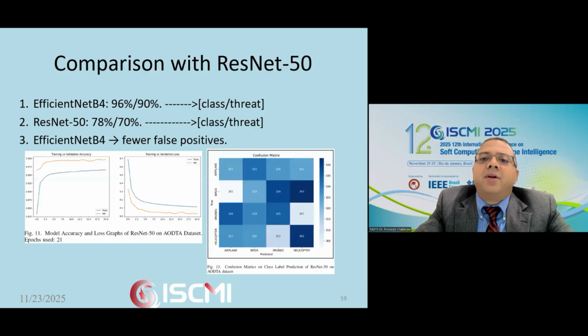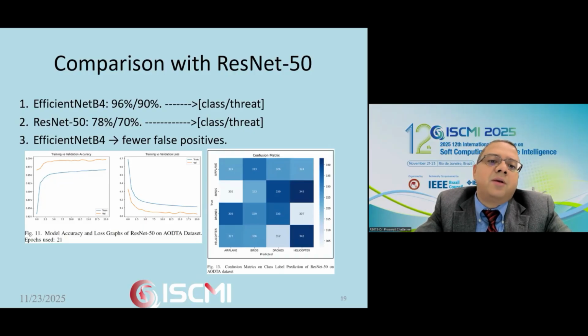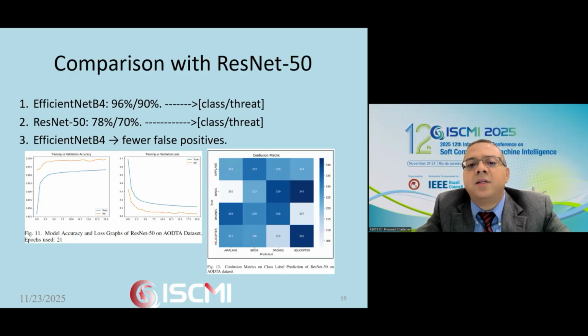We also compared our result with ResNet 50. ResNet 50 only achieves 78% class level accuracy and 70% threat level accuracy. It produces many false positives and false negatives, and it struggled with small airborne objects. So we found that EfficientNet-B4 is clearly outperforming ResNet 50 on both datasets.